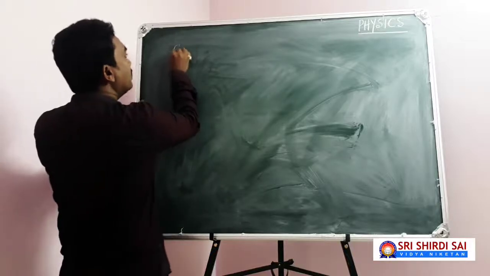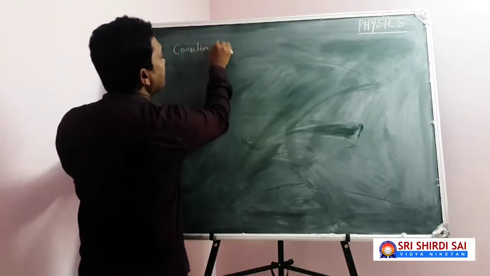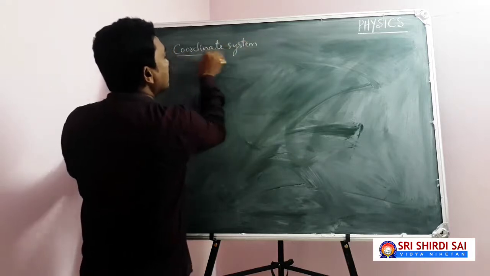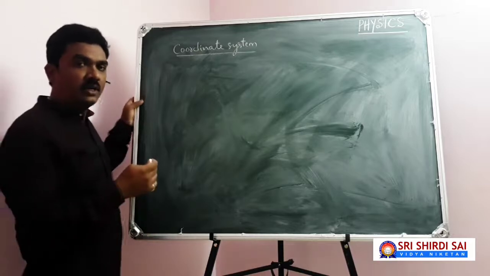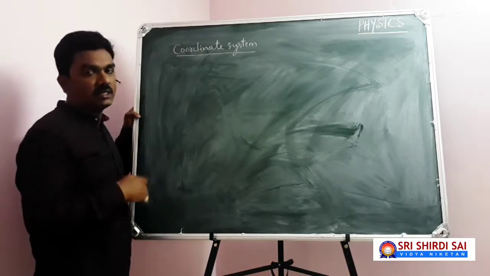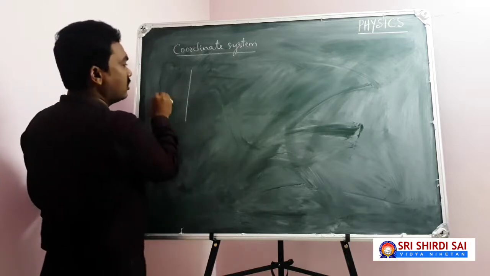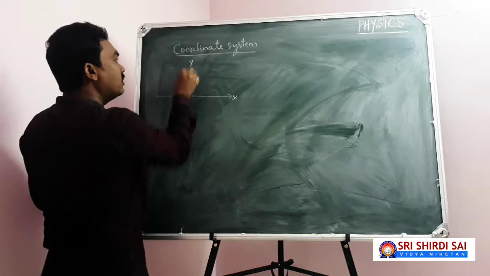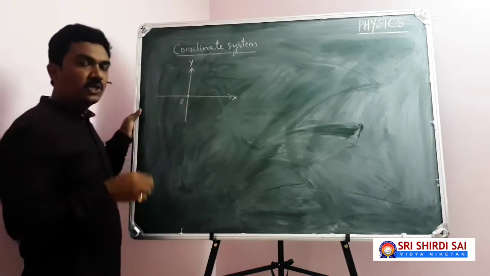We are discussing the concept of coordinate system. So you have got the basic introduction. It consists of two perpendicular axes. One is the x-axis, the other is y-axis, and their point of intersection is defined as origin. So that using this coordinate system, we can locate any point in the plane with the two coordinates.